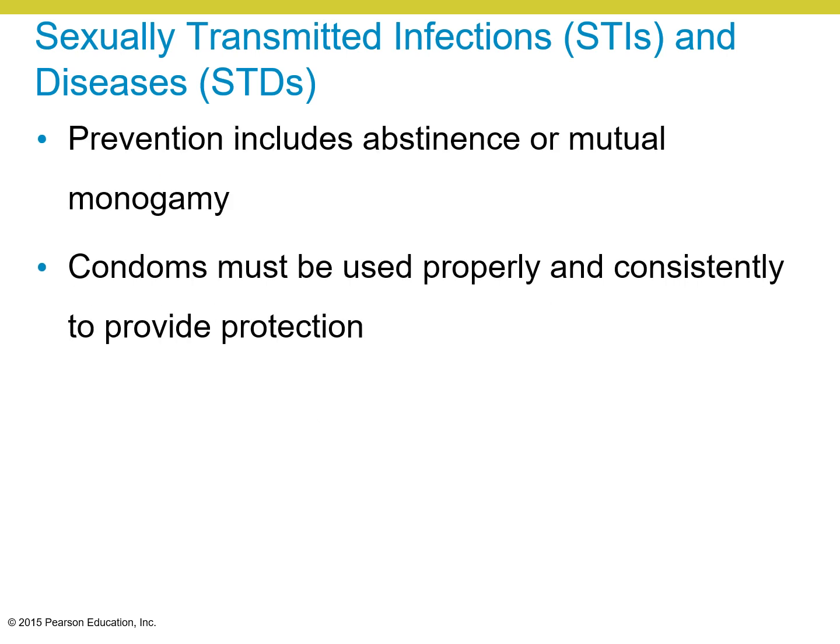Okay, when it comes to the prevention of STDs, prevention includes abstinence or mutual monogamy, which means having a relationship or sexual intercourse with only one partner, avoiding many partners, and other protections such as condoms, which must be used properly and consistently in order to provide protection.